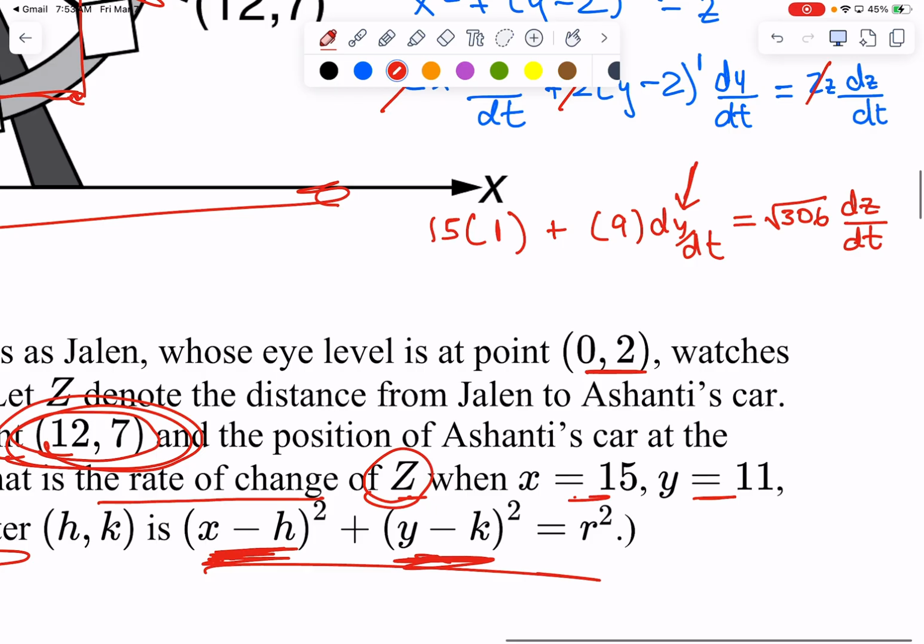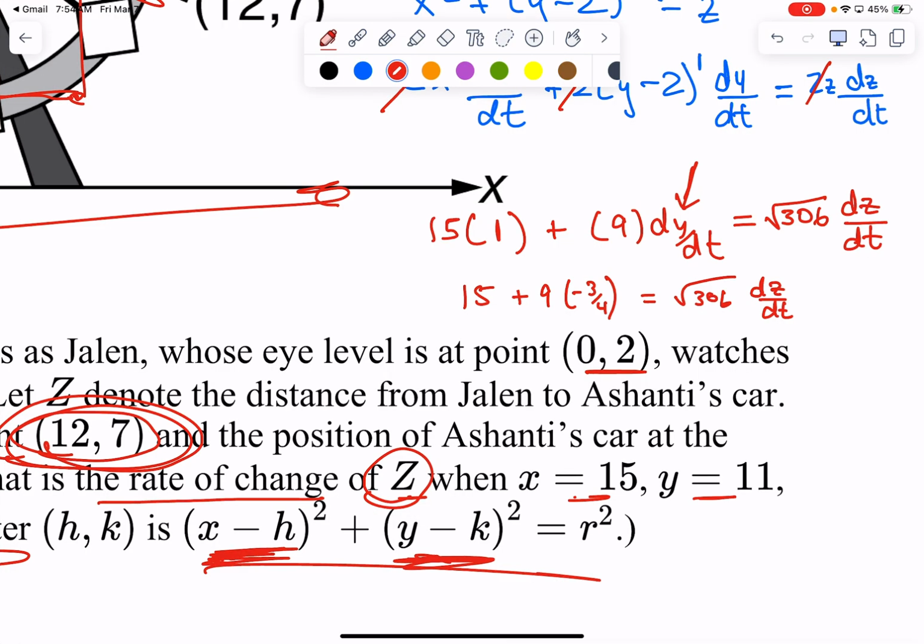So here we're going to have 15 plus 9 times negative 3/4 equal to the square root of 306 dz/dt. All right, 9 times 3/4, that's going to be a mess. What is that? Well, I think this is a calculator problem. Look at that answer. It's awful. Did they give you a decimal? Oh, there's a calculator. So we'll be able to do this.